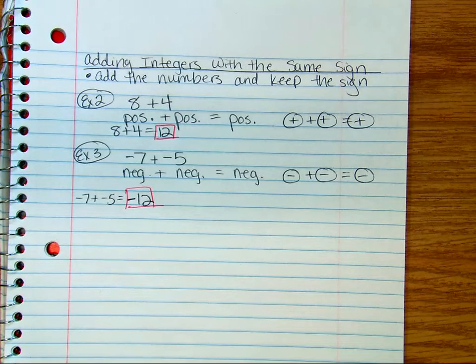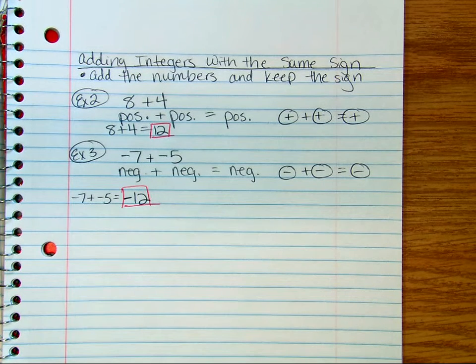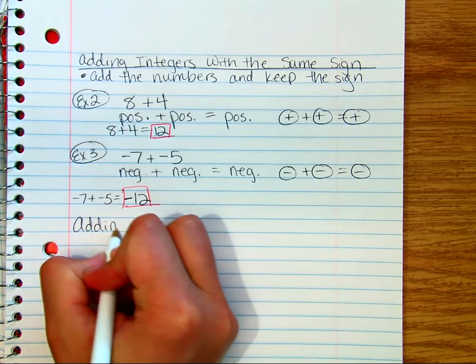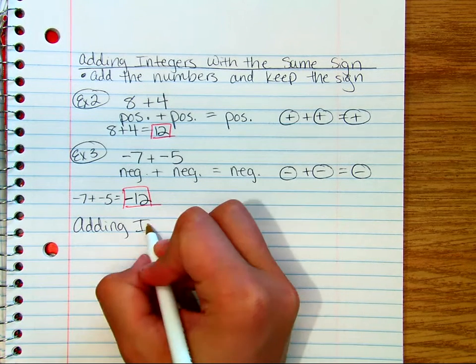All right, so when the signs are the same, it's a little bit more straightforward. Now we're going to look at adding integers with different signs.